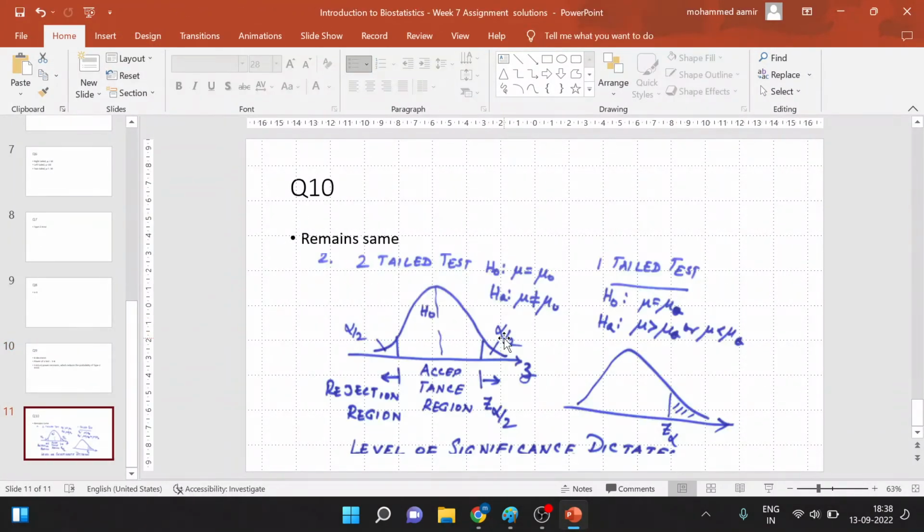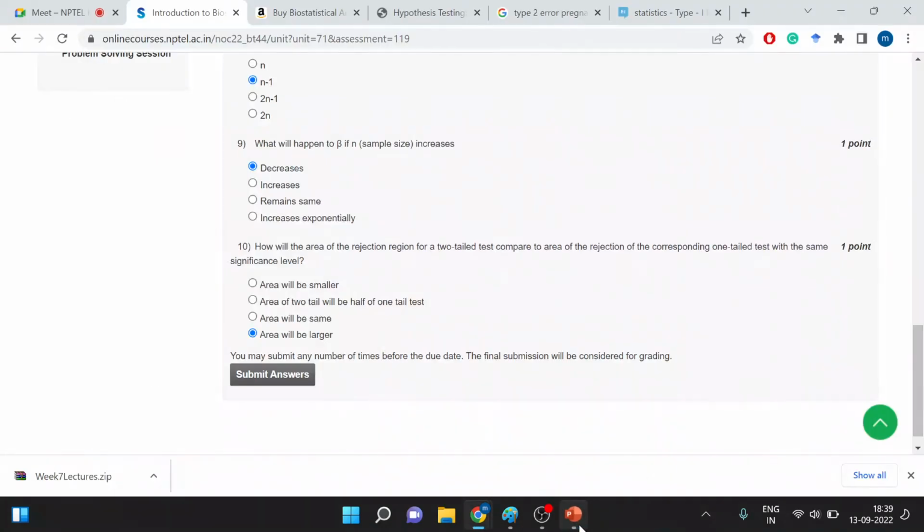What happens is, when you do a two-tail test, the significance value alpha, if it's 0.05, you divide it by 2. So it becomes 0.025 and 0.025 on either side. Whereas for a one-tail test, you just have that 0.05 significance level. If I shade this region here and this region here, that will be equal to the shaded region here. So the area remains same when you're doing a two-tail or a one-tail test at the same significance level.